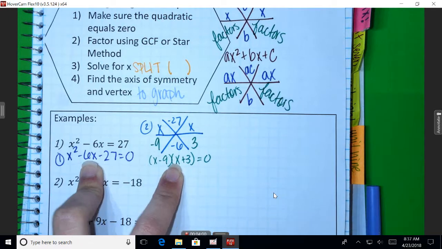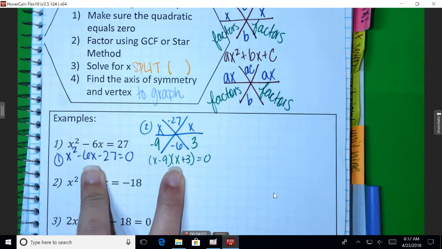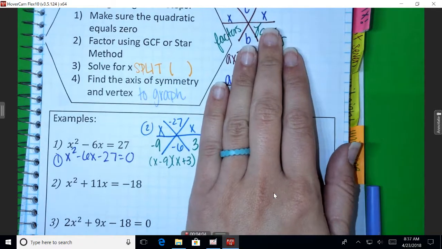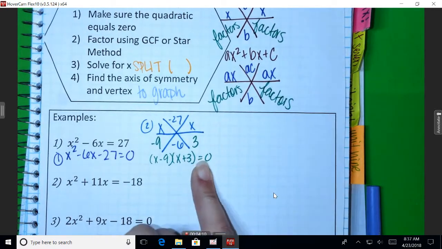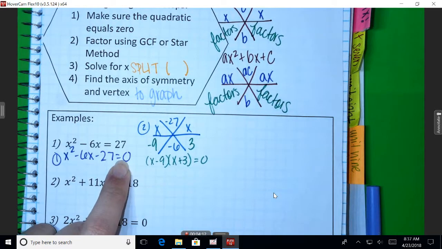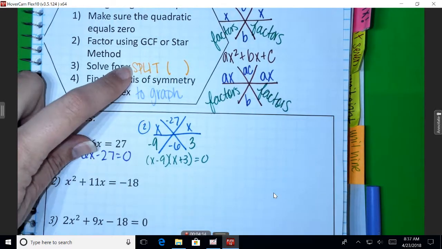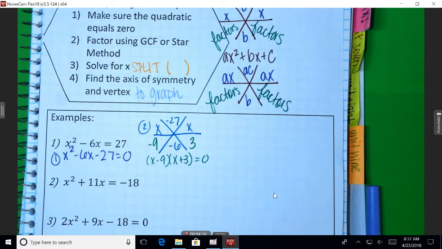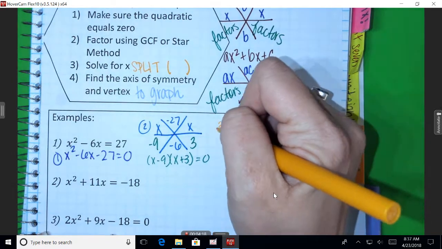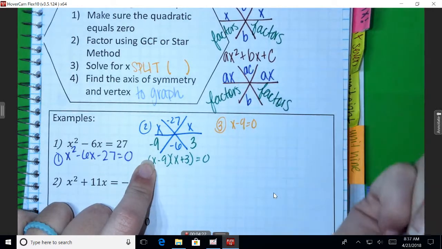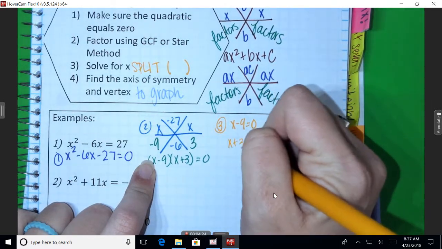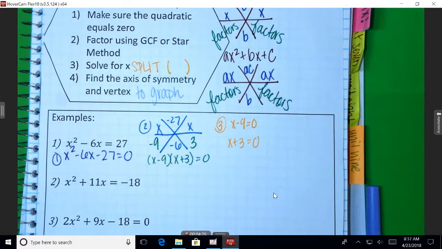So this is the part where we haven't done before. We have just found our factors and we've written it like that, but now it's equal to 0 because we're looking for where y equals 0. And normally when we've been solving a quadratic, it's been equal to y. So now here comes the split. What you do is you take x minus 9 and you set it equal to 0, and you take x plus 3 and you set it equal to 0, and then you solve for x.